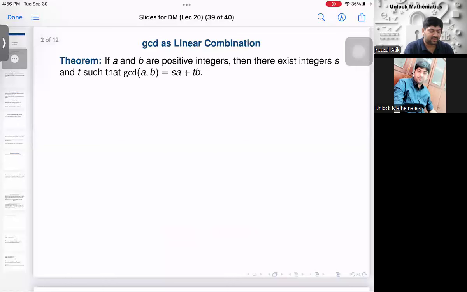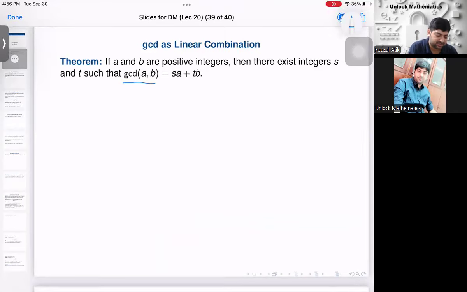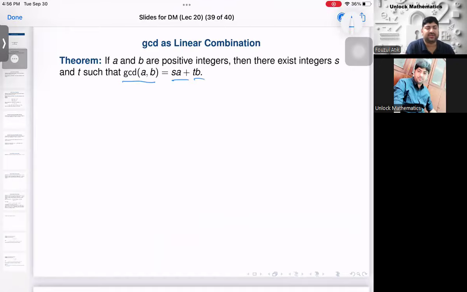Now, GCD as a linear combination. What is that? If A and B are positive integers, then there exist integers S and T such that GCD of A, B is equal to SA plus TB. So you can write this GCD as a linear combination of the numbers A and B, SA plus TB. S and T are some integers. So this will always happen.